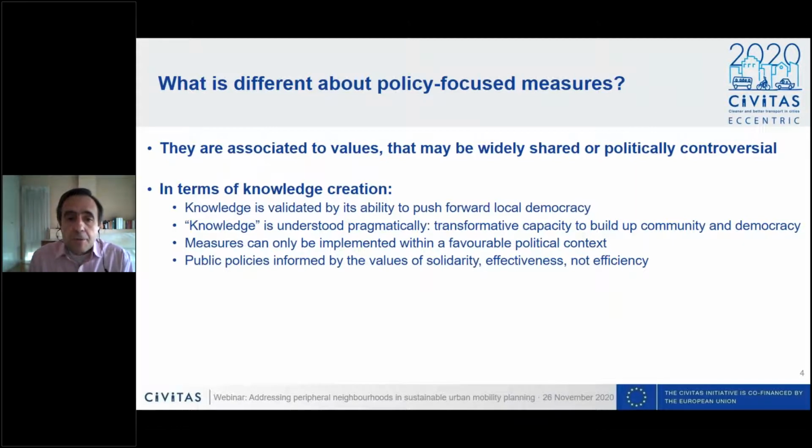So this kind of policy-focused measures can only be implemented where the political context is favorable. And fortunately, that is what we found in Madrid during our project implementation. And also, there are those values of solidarity and effectiveness that are at the front. I would highlight that we have this word effectiveness, not efficiency. It is not about that utilitarian approach that we are used to implementing. It is not about costs and benefits.